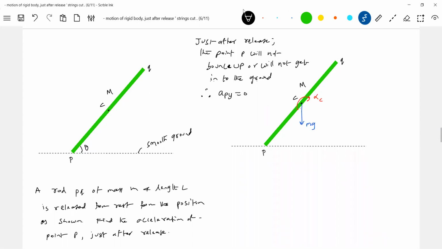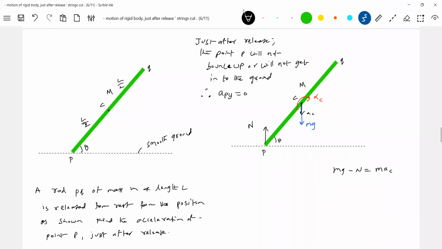Then the acceleration of the center of mass. Then there'll be the normal contact force N. So this is theta. This length is L by 2, and this is L by 2. So let's write the equation. mg minus N equals m a_C. This is the one thing.